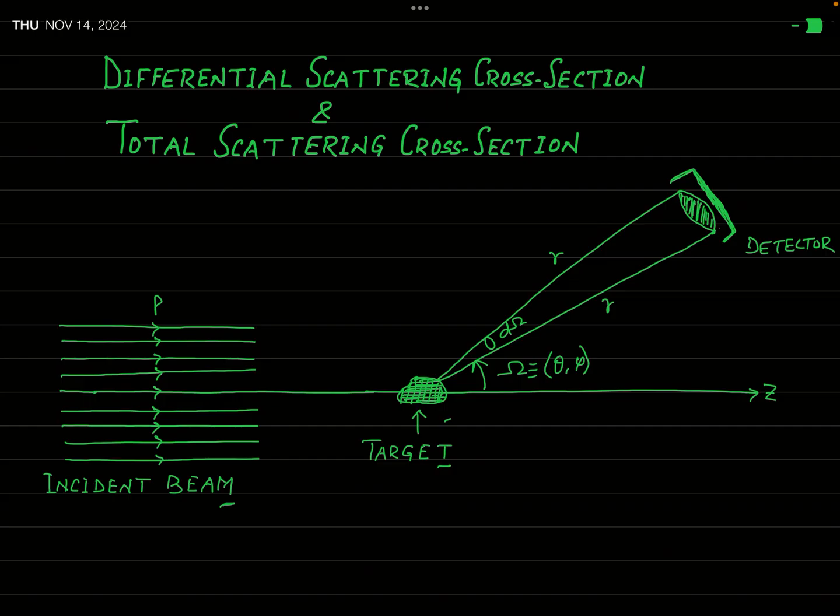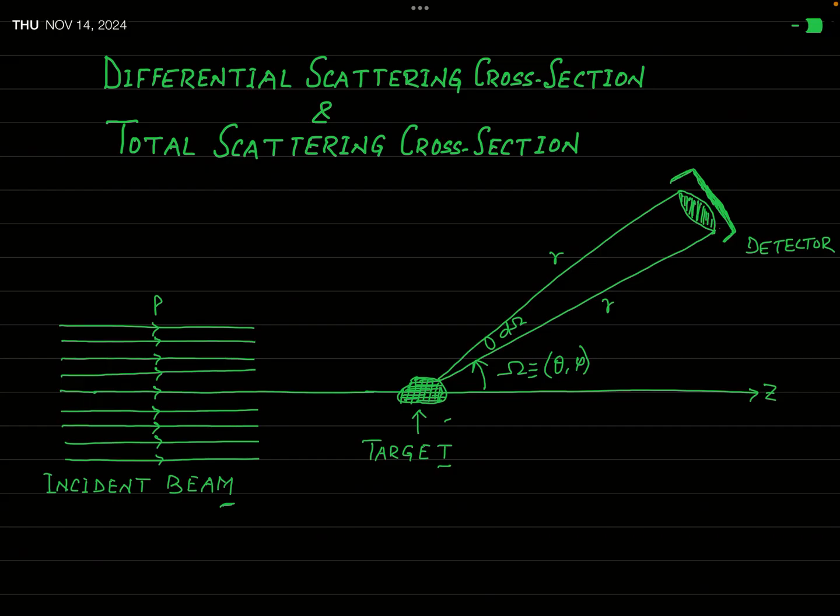This target consists of a large number of scattering centers. What are these scattering centers? We will learn in our further lectures. That may be a nucleus, that may be an atom, that may be a molecule. Those atoms, particles or nuclei are responsible for scattering, so they are collectively called scattering centers.